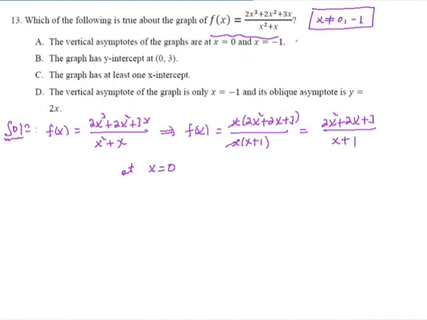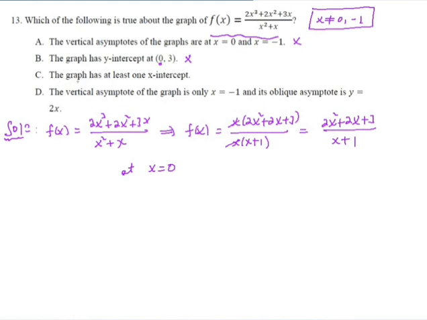So the statement in A is wrong. The graph has y-intercept at (0, 3)? The function will not have a y-intercept at (0, 3) because x cannot be 0, so it will not have a y-intercept. So without knowing the graph, you can immediately sense the statement in B is wrong.